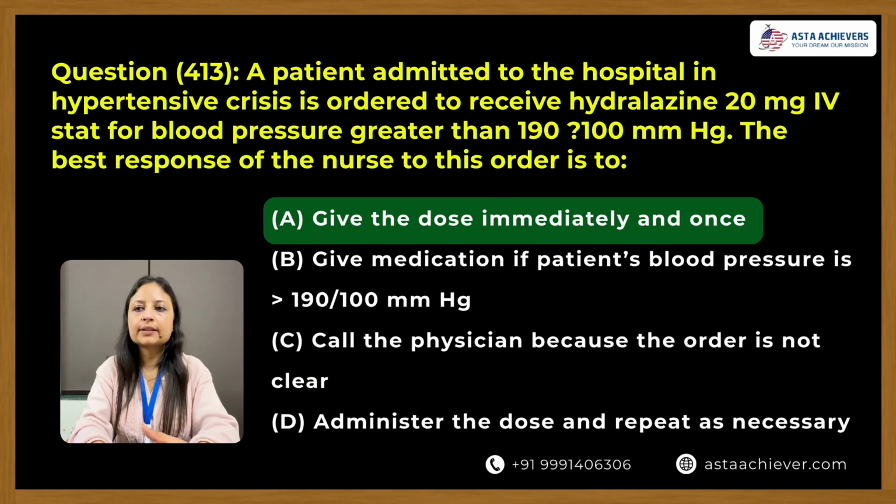Question number 413. A patient admitted to hospital in hypertensive crisis is ordered to receive hydralazine 20 mg IV stat for blood pressure greater than 190 by 110 mm Hg. So the best response of the nurse to this order is: option A, give the dose immediately and once; option B, give the medication if blood pressure is more than 190 by 100 mm Hg; option C, call the physician because the order is not clear; and option D, administer the dose and repeat as necessary. So option A, give the dose immediately and once, is the correct answer.